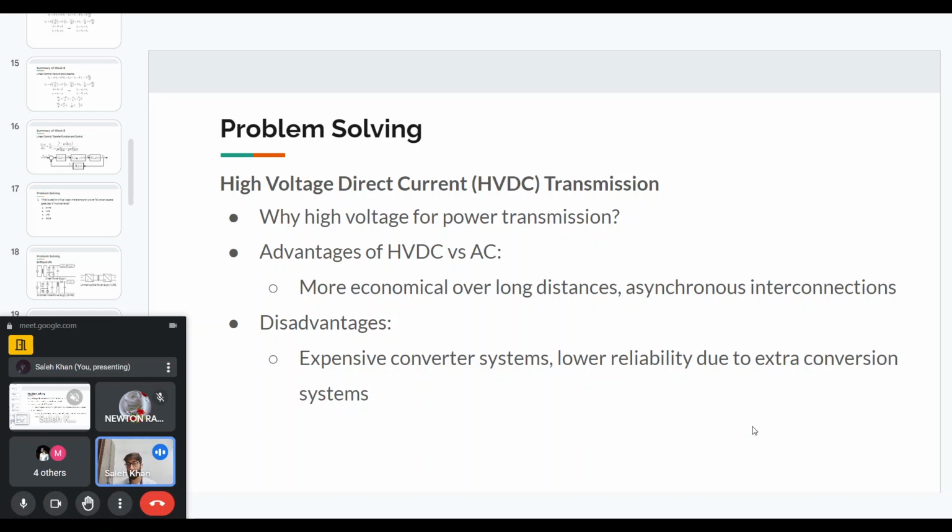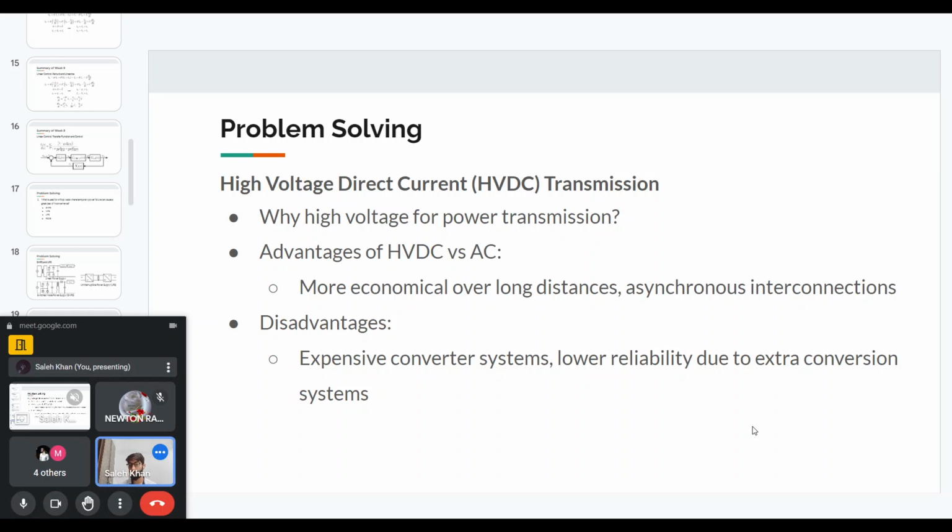The advantages are that it can be more economical over long distances. Even though we now require converters to convert from AC to high voltage DC, because we have only DC voltage or DC power instead of three phase, the conductor required will be less. We will not have any skin effect, proximity effect, or frequency related effects. We don't have active and reactive power, it is only feeding active power. And we also have advantages over asynchronous interconnection.